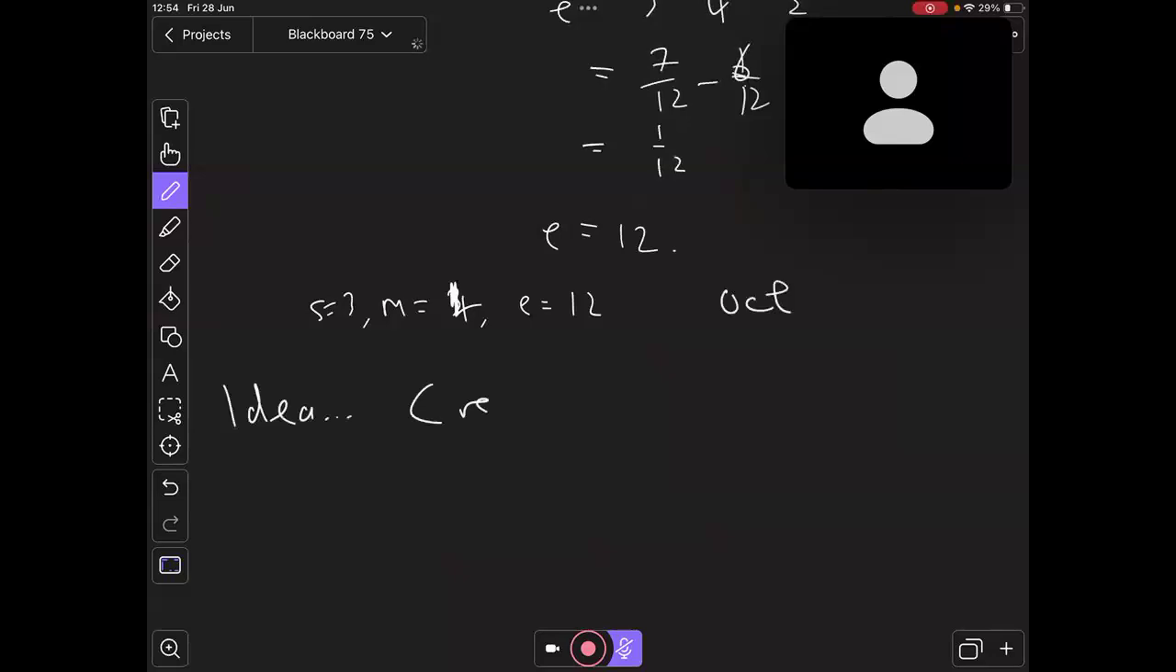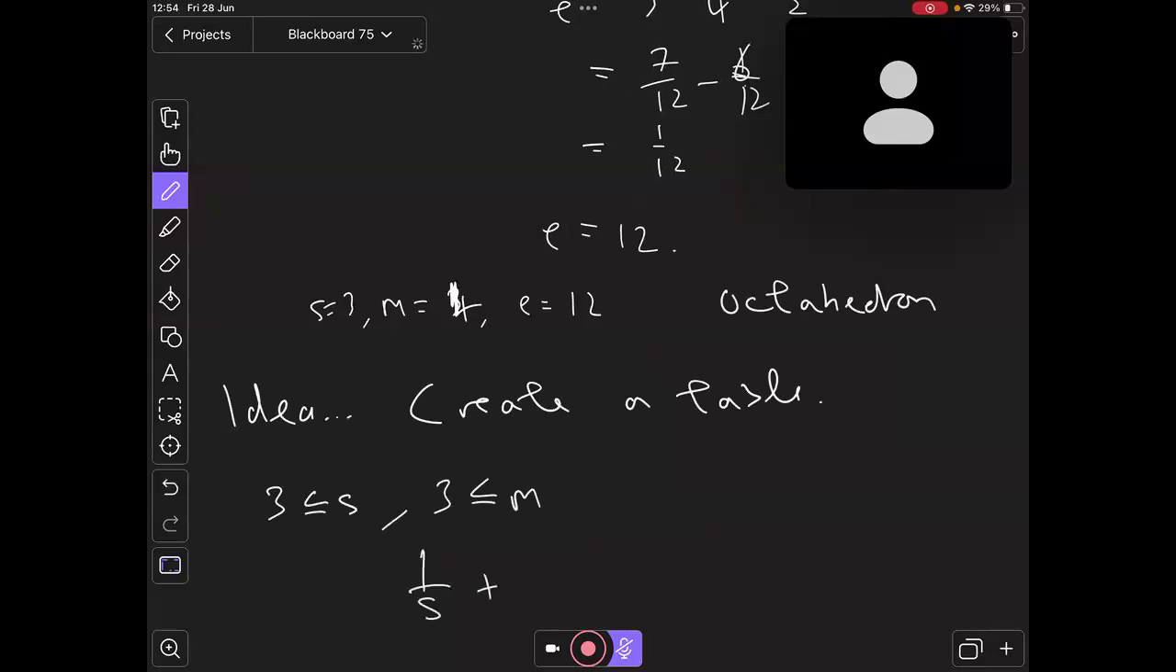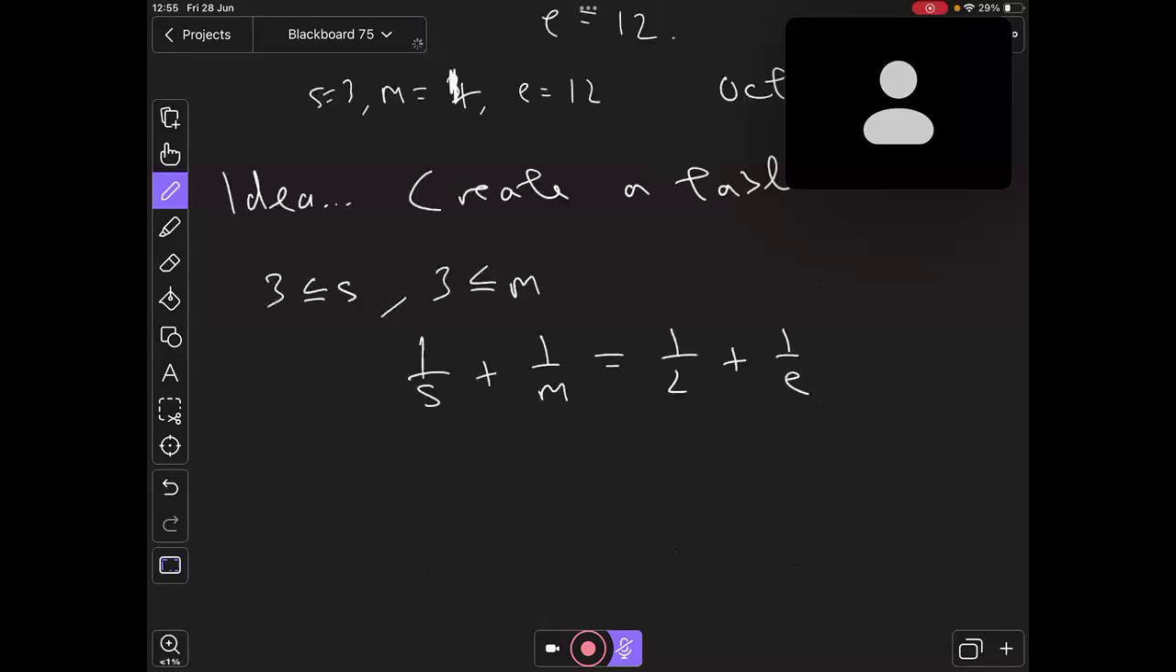Create a table. So we know that S has to be at least 3. M has to be at least 3. We also know that 1 over S plus 1 over M must equal 1 over 2 plus 1 over E. And that means that in particular, 1 over S plus 1 over M has to be bigger than 1/2.